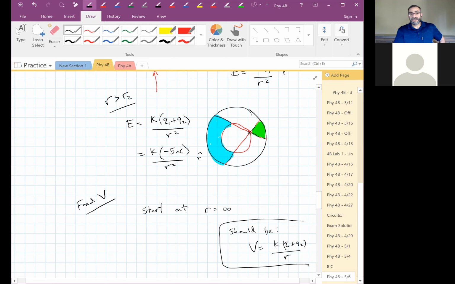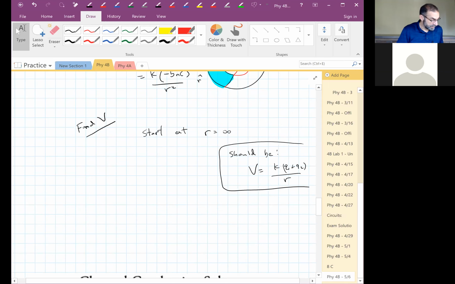We just add up all the charge, put it at the center. So it should be K times -5 nanocoulombs over R. But let's go through and do it formally just because it's good practice. So what do we do? We say we're going to start at infinity, and we're going to come into some arbitrary place, any R, and we're going to use this formula.